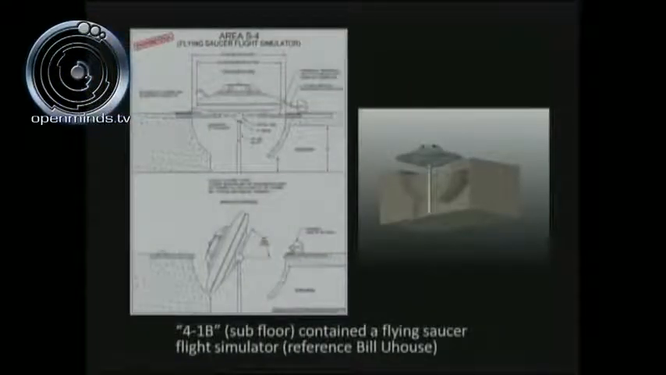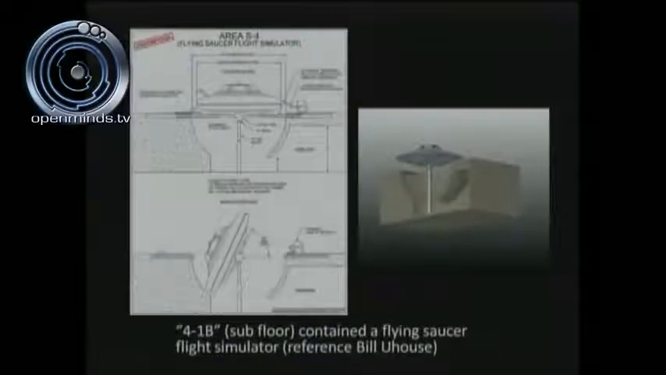So, we've got Bob Lazar stating that S4 exists. That's what he said back in 1988, 1989. We've got Dr. Dan Burish coming forward stating that S4 exists. We also have Bill Uhouse, who worked on the flight simulators at S4 and at Los Alamos National Lab. So we've got three independent people confirming the same thing.